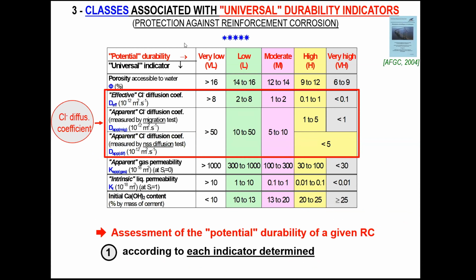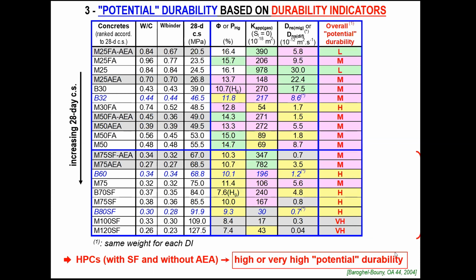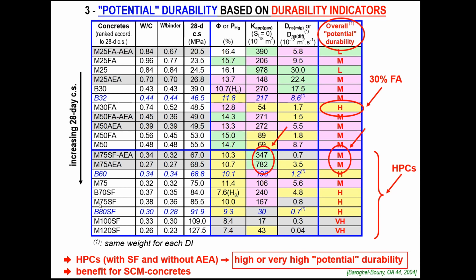So you can assess the potential durability according to each indicator, but you can also do this on the basis of an overall weighted rating, and this will be very interesting and very efficient with regard to concrete with SCMs. And I would like to give an example on this. This is a set of concretes. They are ranked here according to their 28-day compressive strength.